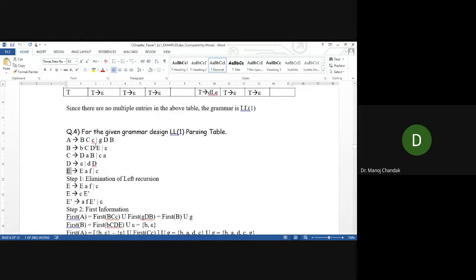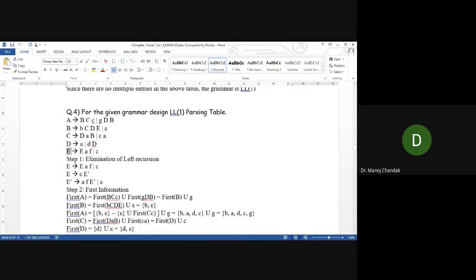Now how to find the first? So first is very simple. This is first of B. First of B is B epsilon. Now since first of B contains epsilon, you move further. Why do you move further? Is it clear? First of B is containing epsilon.